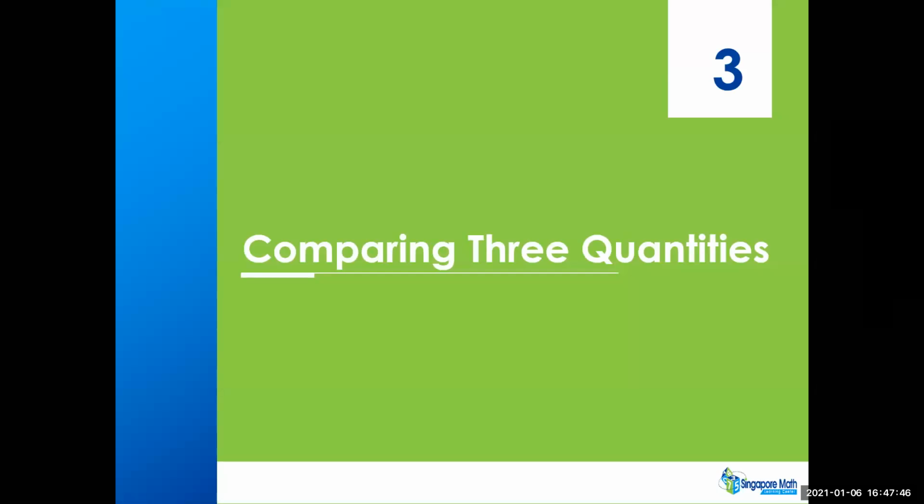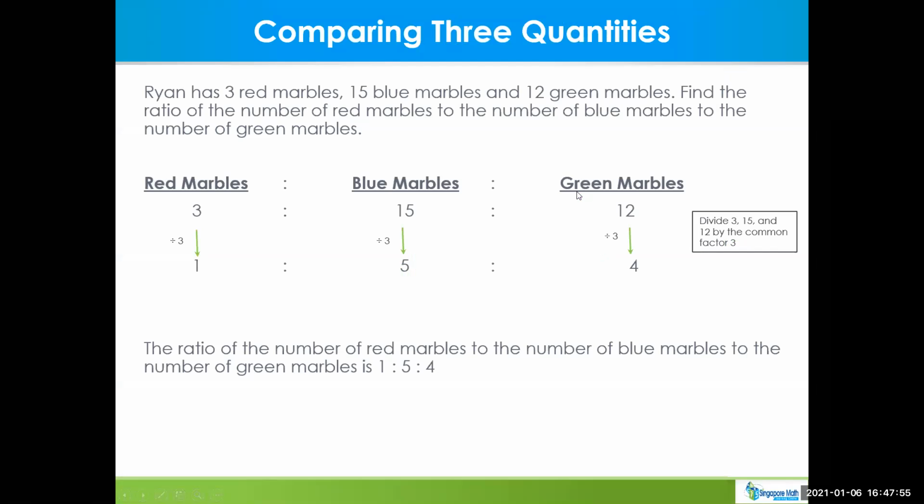Now, we are going to talk about 3 quantities. That's what's so fun about ratio, because with fractions, normally it's just 2 quantities. Ryan has 3 red marbles, 15 blue marbles, and 12 green marbles. Find the ratio of the number of red marbles to the number of blue marbles to the number of green marbles. Firstly, we just write them out. So 3:15:12. All 3 of them are factors of 3, so we divide them by 3. We get 1:5:4. Please take note that all 3 numbers should be divided by that same common factor.